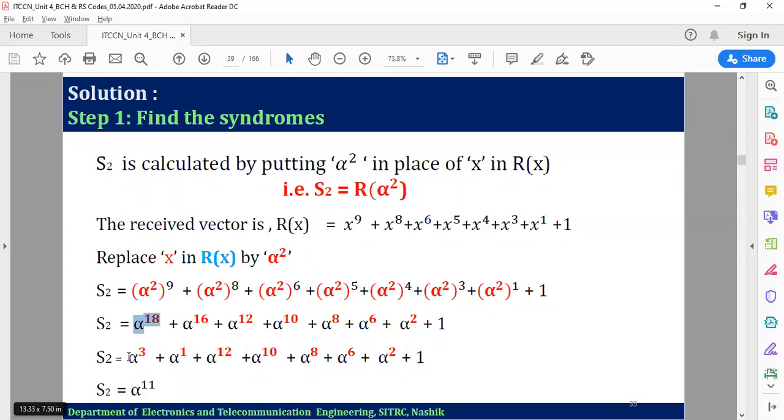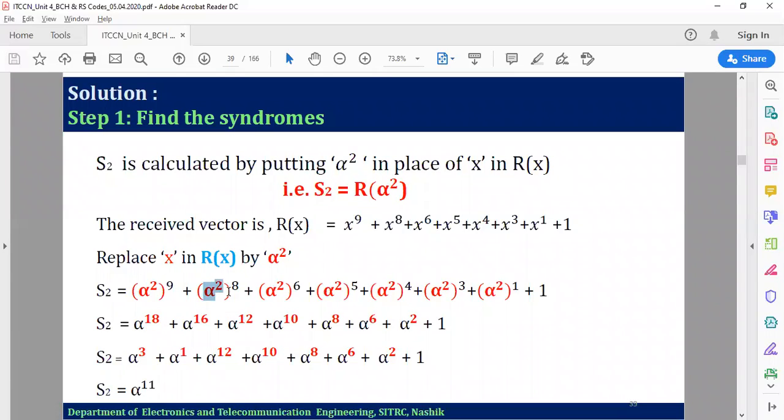Alpha 18 in GF 2 raised to 4, just divide this by 2 raised to m minus 1, which is 15. So 18 divided by 15 is 1, and the remainder is 3. That's why I have taken alpha 18 as alpha cube. Remember this. Those who have not attended the lecture have to pay attention to this part. Alpha 18 is alpha 3.